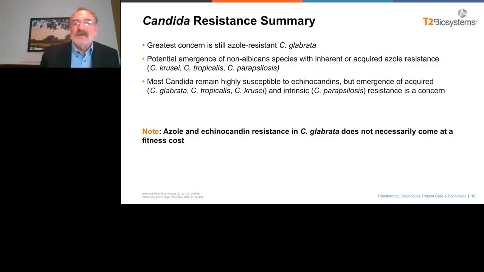The potential for emergence of non-albicans species with inherent or acquired azole resistance is always there. Of course, selection for Candida krusei, but also Candida tropicalis and Candida parapsilosis are clearly known to become azole resistant in certain settings. Most Candida remain highly susceptible to echinocandins, but emergence of acquired and intrinsic resistance is a concern for the species that are listed there. It's important to note that azole and echinocandin resistance in Candida glabrata does not necessarily come at a fitness cost. And I mention this because folks often connote acquired resistance with decreased fitness and therefore a less virulent or less serious pathogen, and that's not the case with Candida glabrata by any stretch.